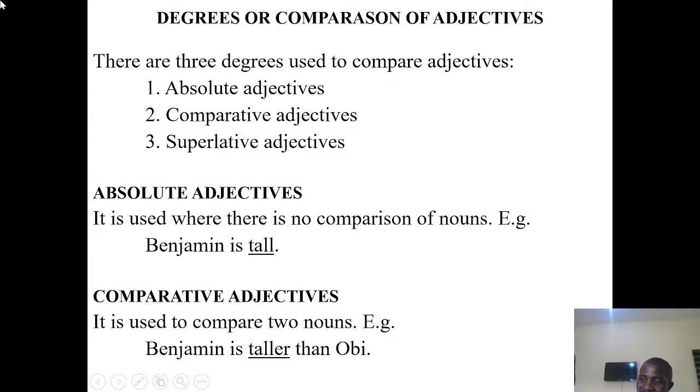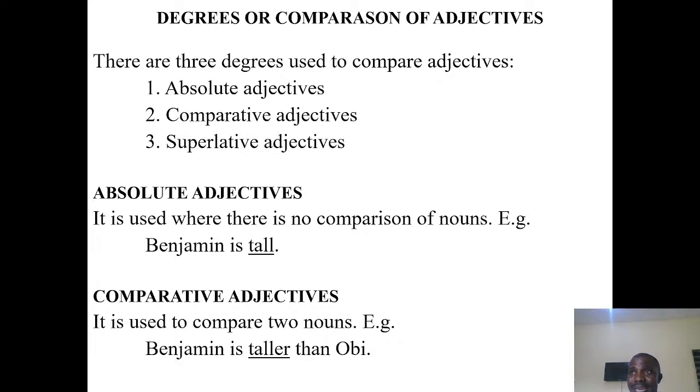Okay. So this is degree or comparison of adjectives. Here we have absolute, here we have comparative adjectives, and here we have superlative adjectives. What we mean by degree is that we have different ways in which we analyze or give meaning to nouns, in which we give additional meanings to nouns. That is what we mean by degree.